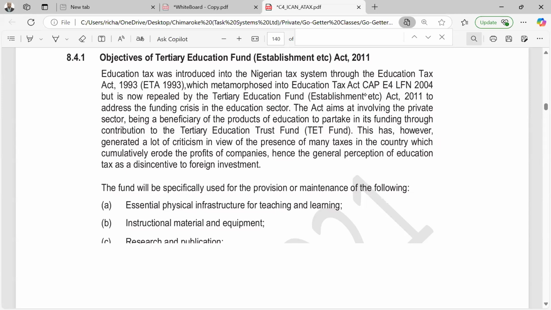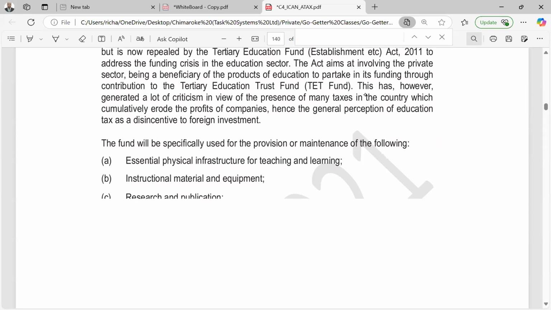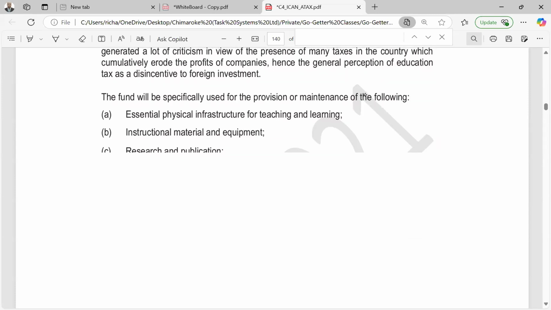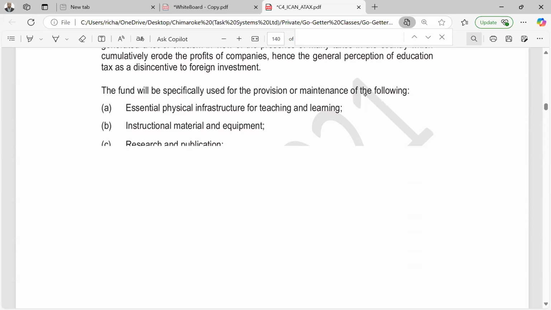Now, this fund is used for the provision or maintenance of physical infrastructure for teaching and learning, instructional material and equipment, research and publication.